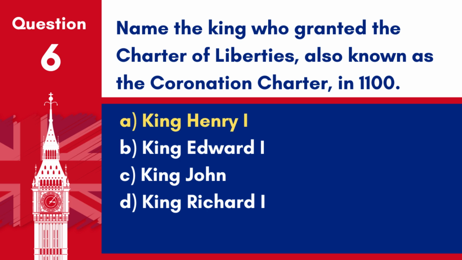Answer A. King Henry I. King Henry I granted the Charter of Liberties, or Coronation Charter, in 1100, laying down laws protecting church rights and limiting the Crown's power over its subjects.